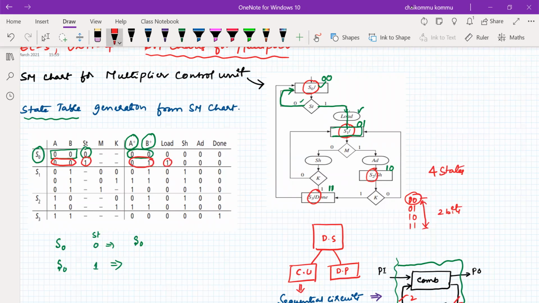Of course, as I mentioned previously, load is an output, sh is an output, add is an output, done is an output. These are the necessary signals required for the data path circuit. So this discussion we have already done. Except load, all the remaining are 0. Fine. Is it completed? So S naught is completed, right?